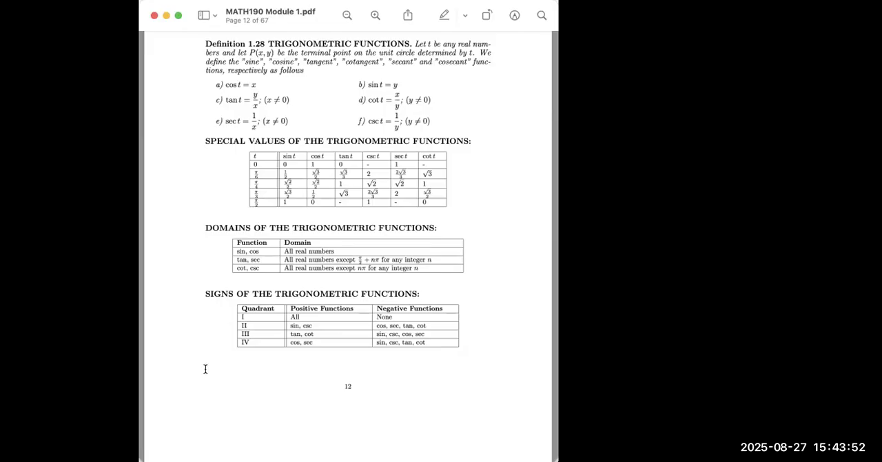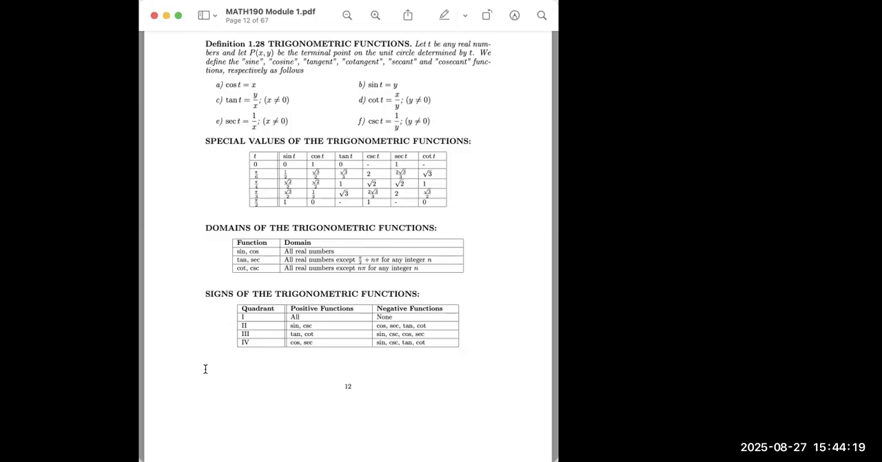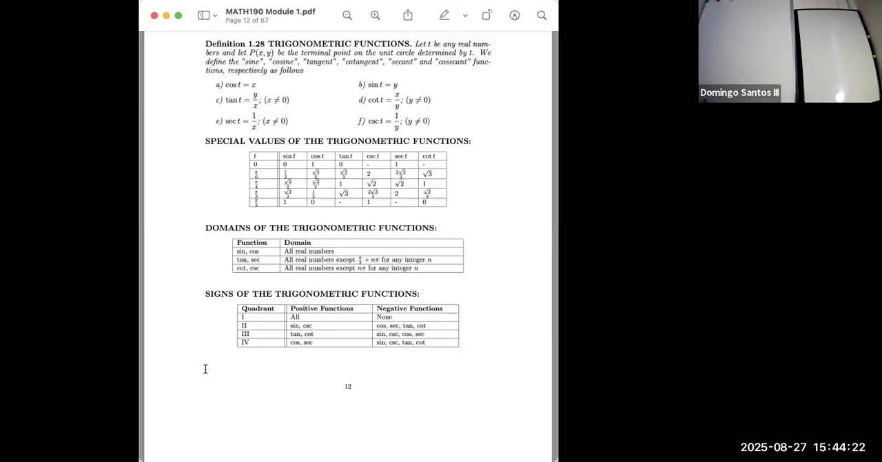Okay. Cos t equals x, tan t equals y over x, x does not equal 0. Sec t equals 1 over x, x does not equal 0. Sin t equals y, cot t equals x over y, y does not equal 0. Csc t equals 1 over y, y does not equal 0. So these are just definitions of these trig functions: sine, cosine, tangent, cotangent, secant, cosecant.